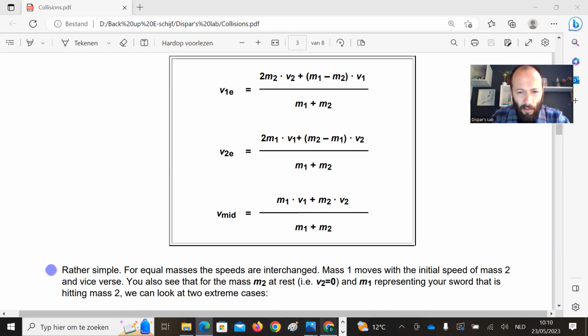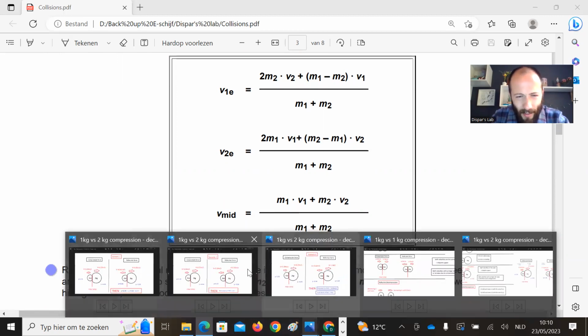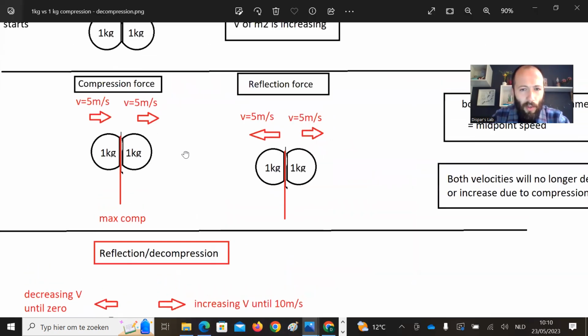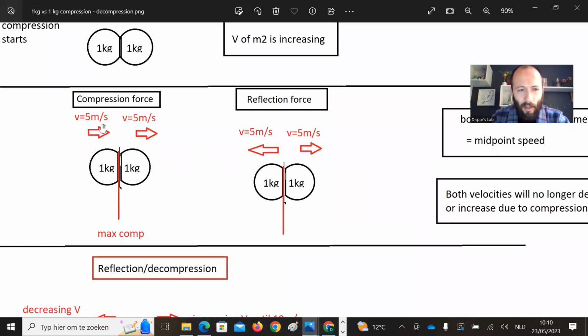Where is it? This one. So if you put in the numbers of equal masses into that equation, you will come out with 5 meters per second.